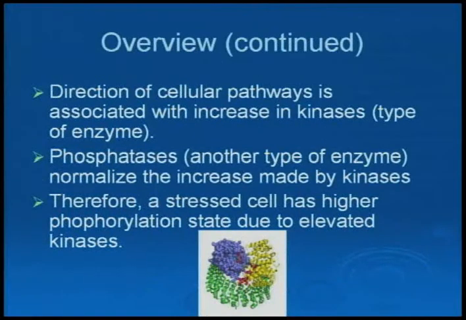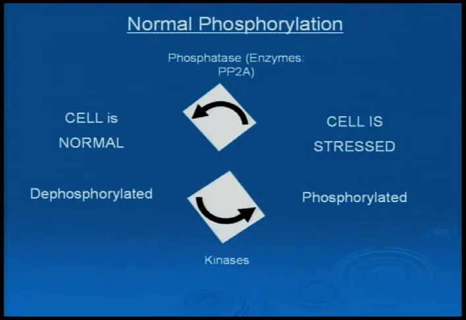Activation of cellular pathways is associated with increases in kinases, which are types of enzymes. Phosphatases, which are another type of enzyme, normalize the increase made by kinases. Therefore, a stressed cell has a higher phosphorylation state, which is a more stressed state, due to the elevated kinases. Now here's a little graph that I made. As you can see on the left, the cell is normal or dephosphorylated. The kinases bring it over to the phosphorylated state or the stress state, and the phosphatases bring it back to the normal state. And this is an example of normal phosphorylation.